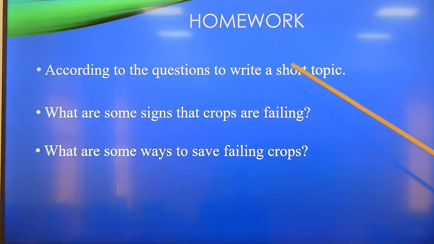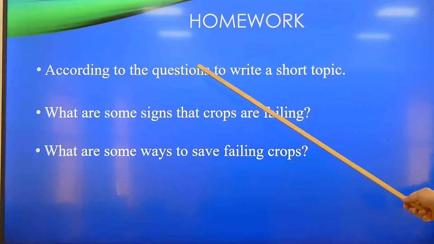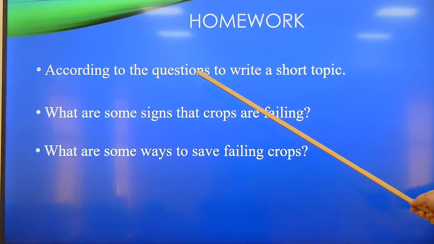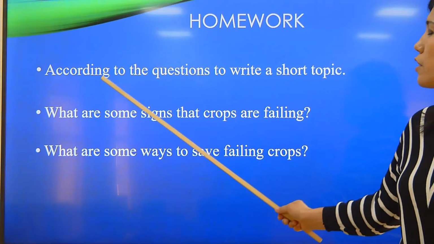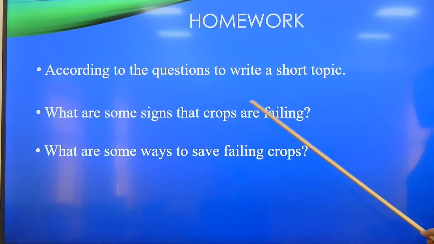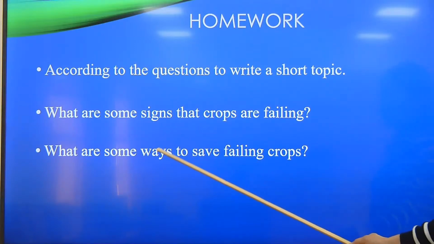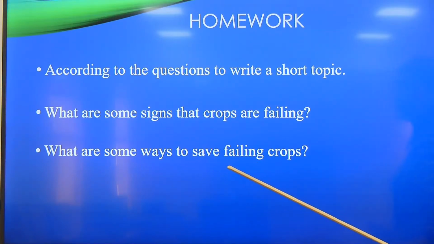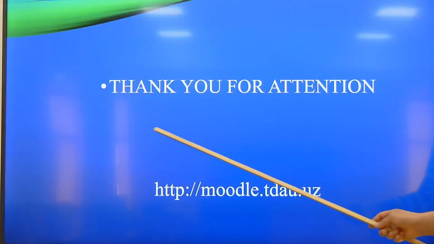You learned in today's lesson about plant diseases and the factors that affect them. For homework, according to the questions, write a short topic. What are some signs that crops are failing? What are some ways to save failing crops? Master the lesson on time.